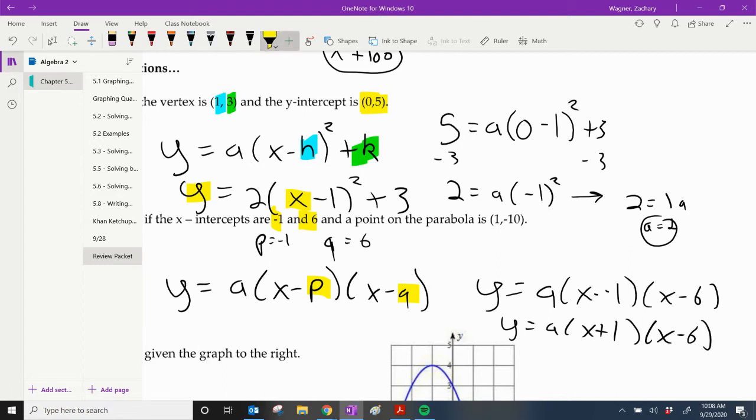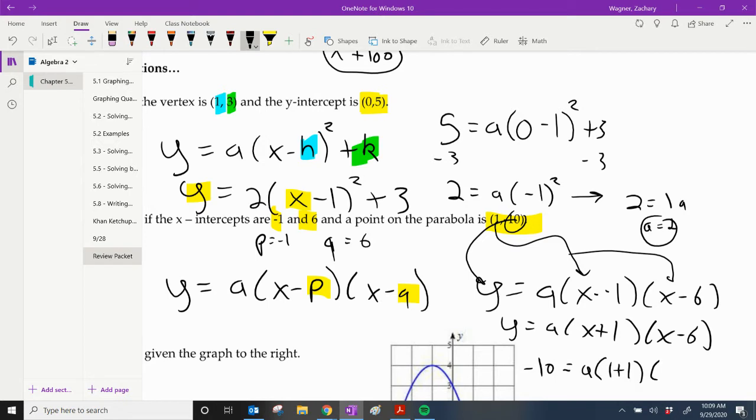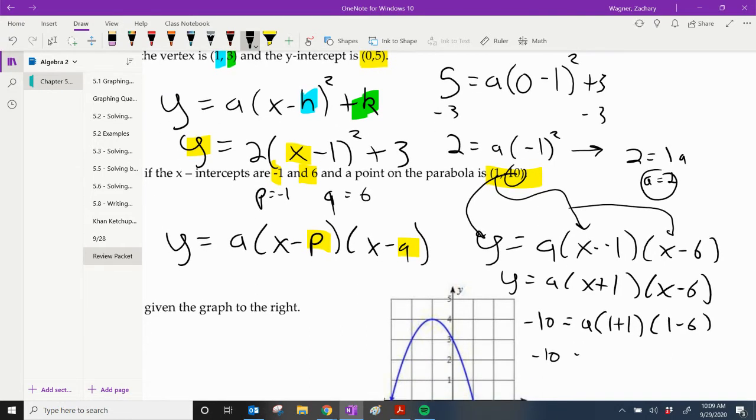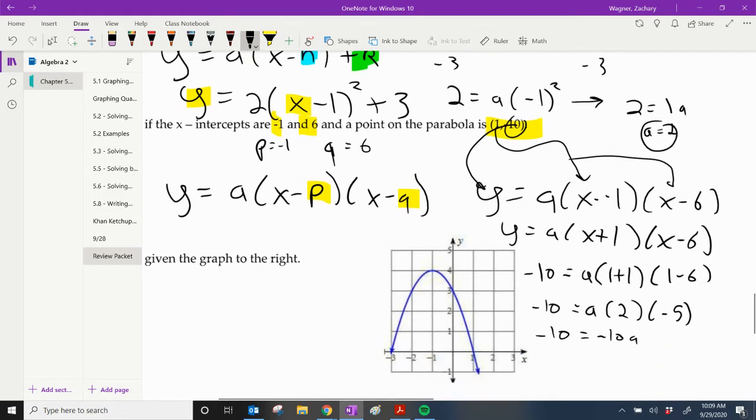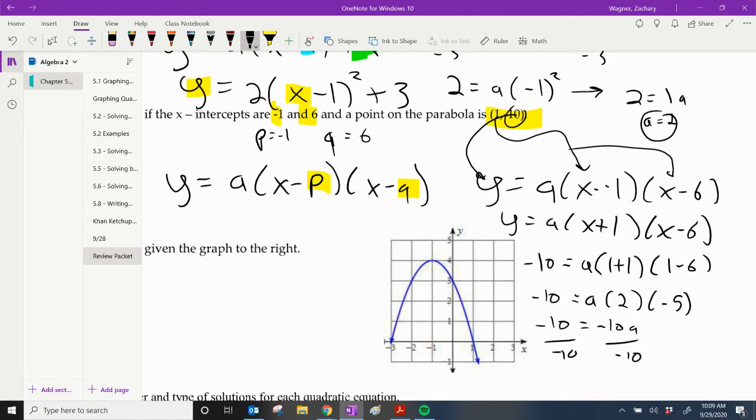We're going to solve for a with this point, 1, -10. Every time you see an x, you plug in 1, and every time you see a y, you plug in -10. What that relates to is -10 equals a times x plus 1, which is going to be 1 plus 1. We're plugging in that point. x minus 6, which turns into 1 minus 6. Reduce. 1 plus 1 is 2. 1 minus 6 is negative 5. 2 times negative 5 is negative 10a. If negative 10 equals negative 10a, divide both sides by negative 10, a equals 1.